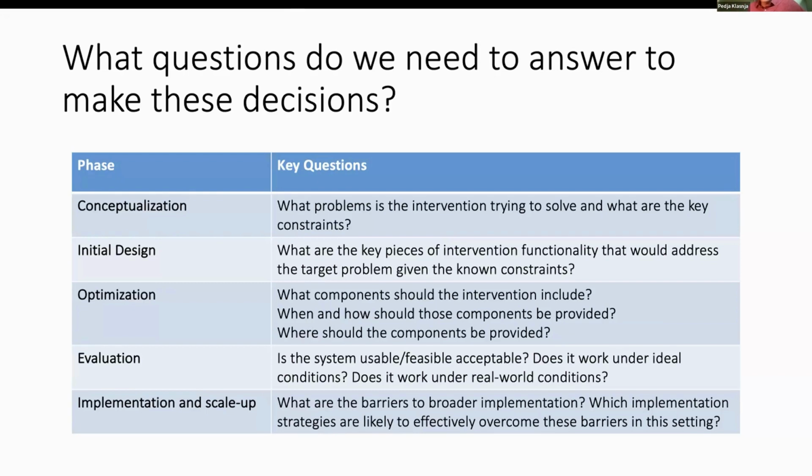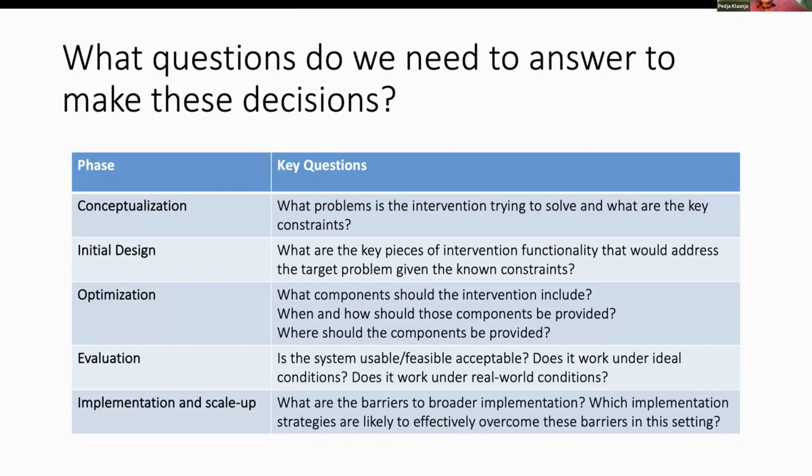The initial design space has to do with what are the key pieces of intervention functionality that are needed to address this target problem given the constraints, right? And then there are a lot of questions around optimization that have to do with what components are actually needed and need to be included in the system. How should those components be provided? When and where could they be provided? So when we talk about mobile health technologies, a big question that always comes up is one of time, right? So what is the frequency with which the component should be provided? Like should certain components follow other components and so on?